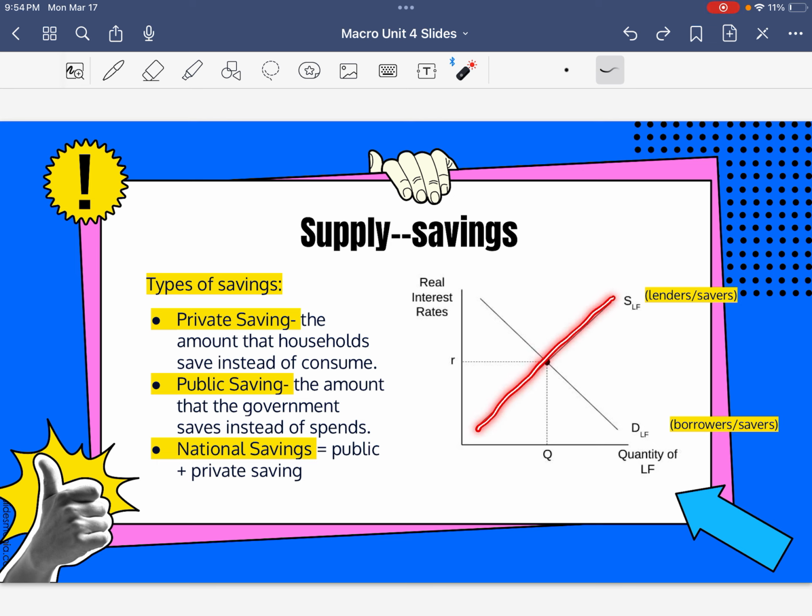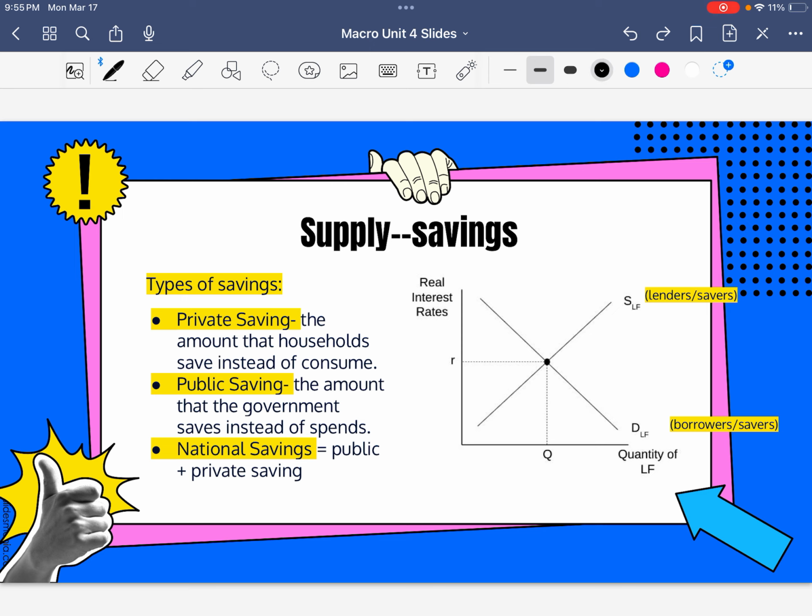The bank has to have money in the bank in order to loan out funds. So the supply of loanable funds is dependent on people putting their money in the bank. Who's putting their money in the bank? This first one, private savings, means the amount that households save instead of consume. Private savings is you and me. It's regular people putting our money in the bank instead of consuming.